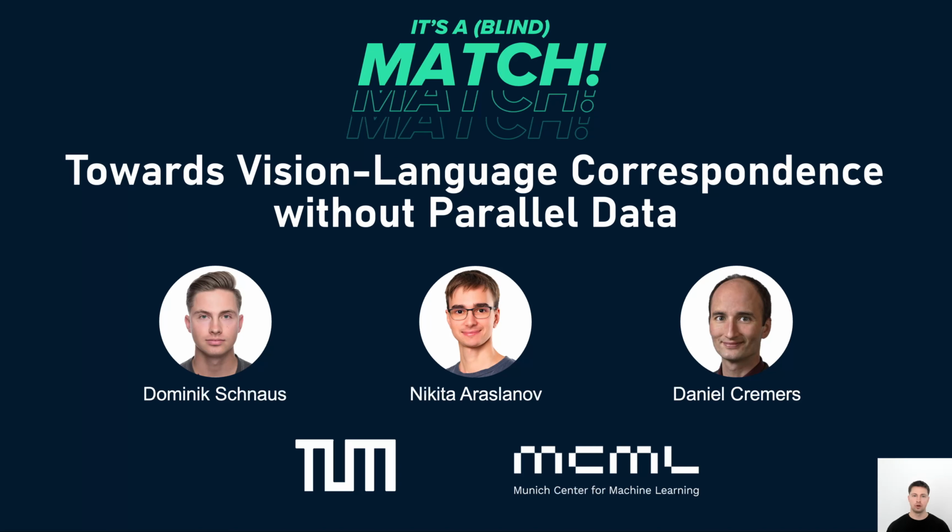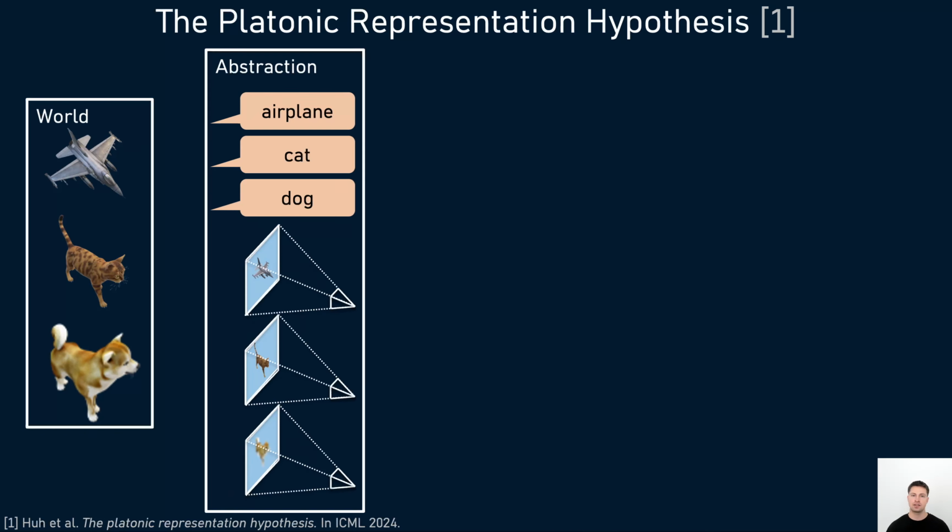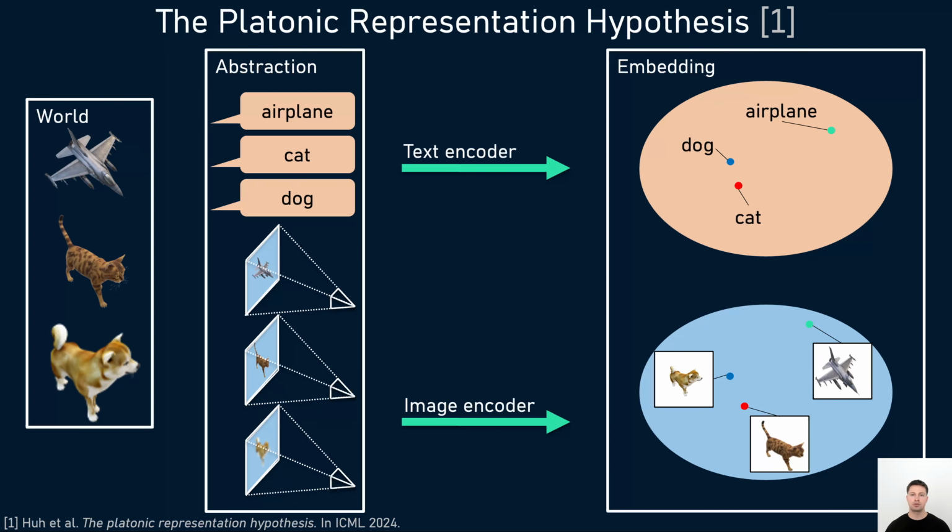Hi, I'm Dominic, and I want to show you today that one can get some vision-language correspondences without any paired data. Given different objects in the real world, both images and text are abstractions of the same underlying world. Using a pre-trained text encoder and image encoder, these abstractions can be mapped to two embedding spaces.